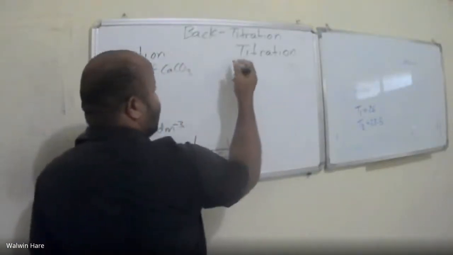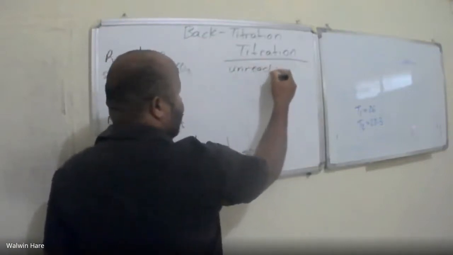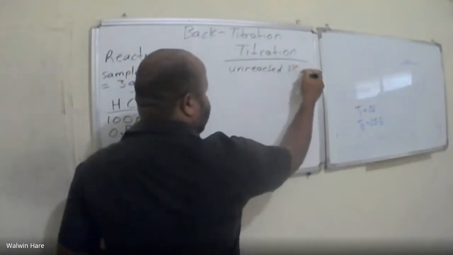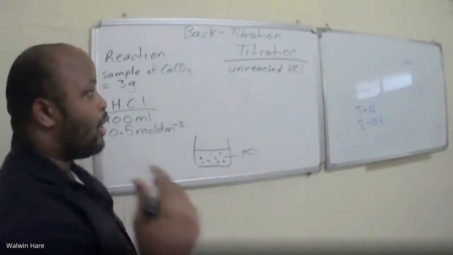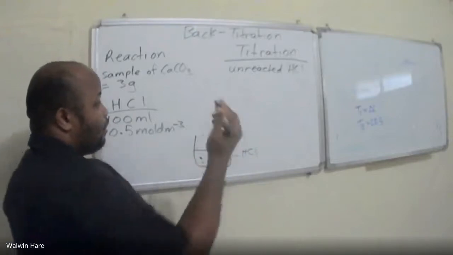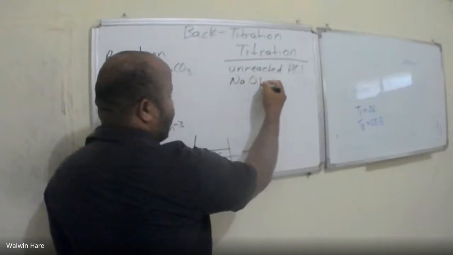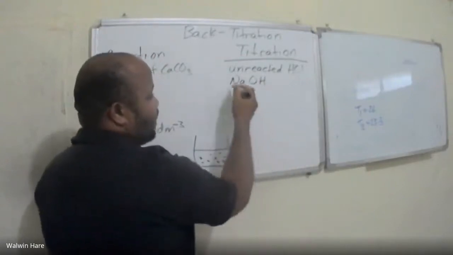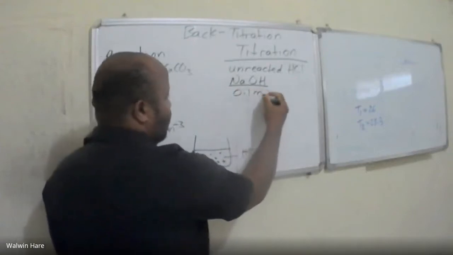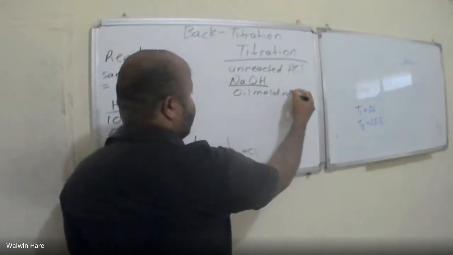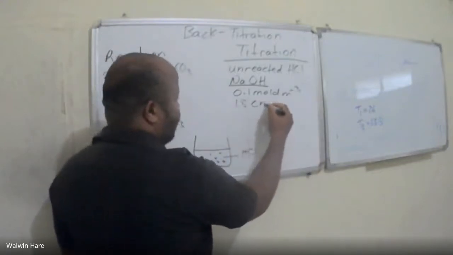So the titration is for the unreacted HCl. So it's HCl, so we're going to do an acid-base titration. So we can use sodium hydroxide. And let us say in this titration, we use 0.1 moles per dm cube sodium hydroxide and 18 cm cube.